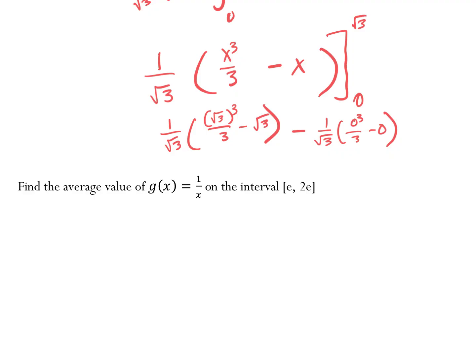Everybody good? And then, are we cool with ignoring this piece because it's just going to equal 0? All right, and I'm going to say that root 3, like I'm just going to distribute that 1 over root 3 to both of these, and I'm going to get root 3 squared over 3 minus 1.